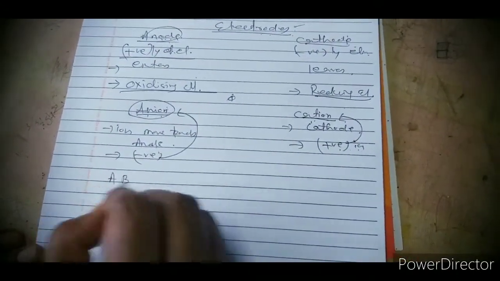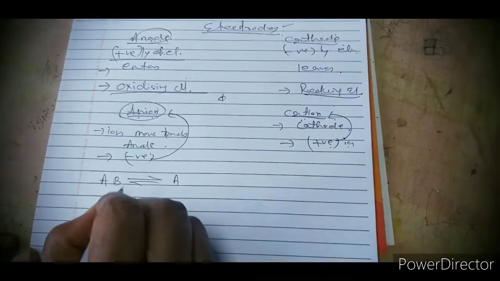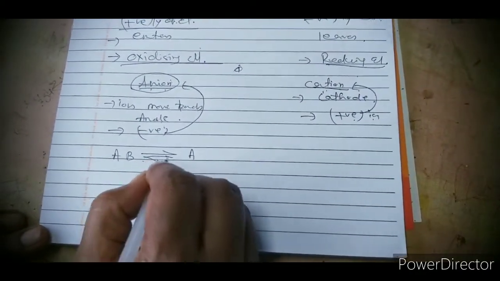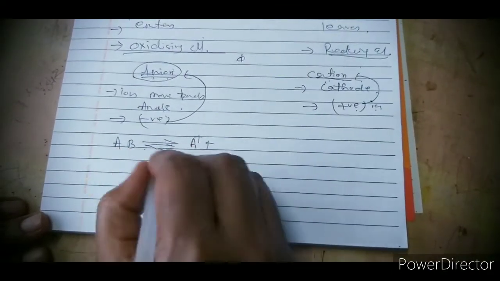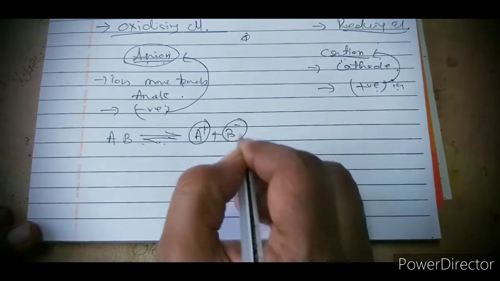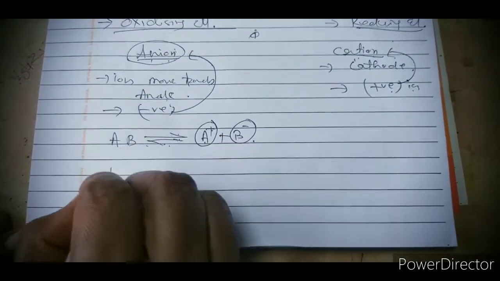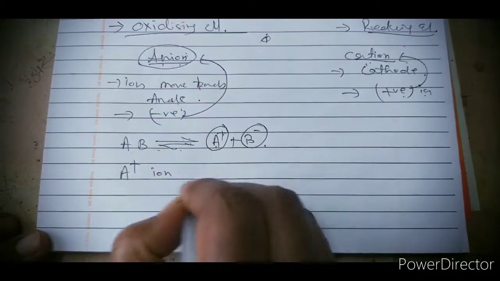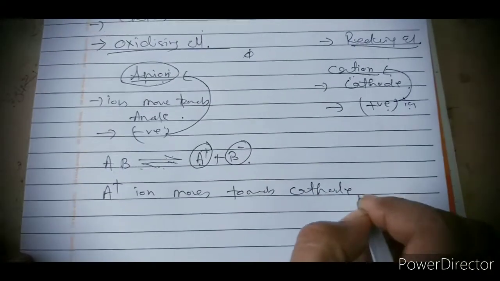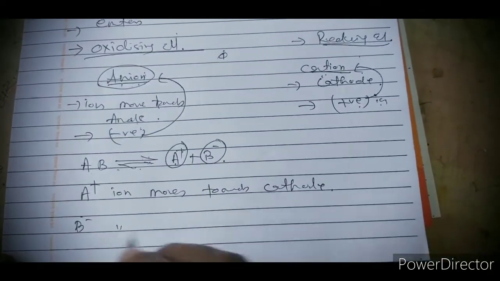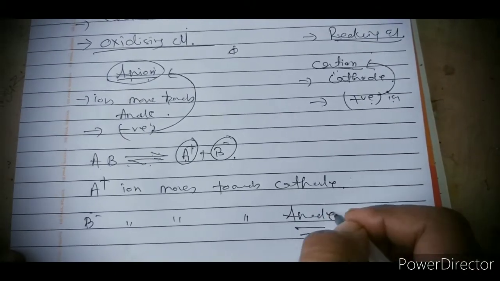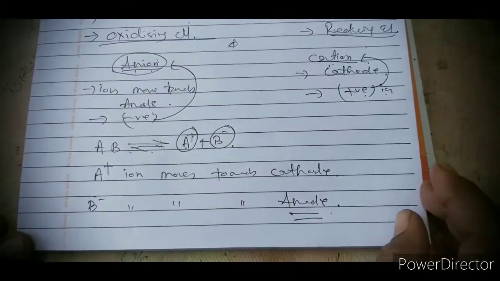For example, I am taking AB. If I am taking AB, this sign is important. This one is the reversible sign, and this one is the dissociation or decomposition symbol. So AB decomposes into A plus and B minus. So here A plus is given and B minus is given. So what happens? A plus ion moves towards the cathode, and B minus ion moves towards the anode. Understood this one? So like this ionic reactions take place.